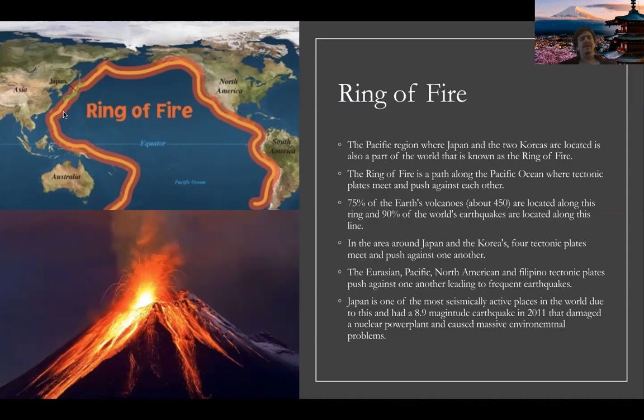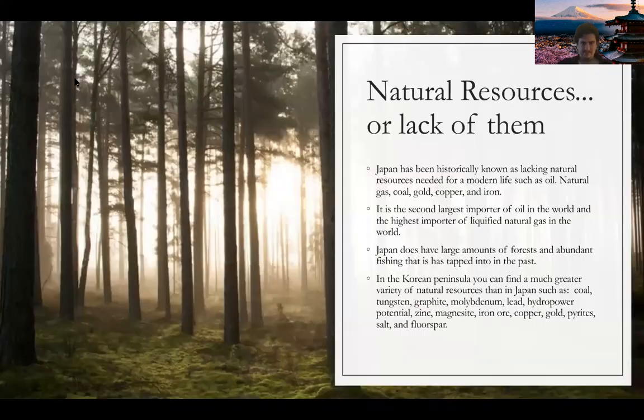So being on an island and being along this ring of fire has created a series of natural disasters that have both helped Japan and hurt Japan as well. But their location along the ring of fire is important to their society and their culture.